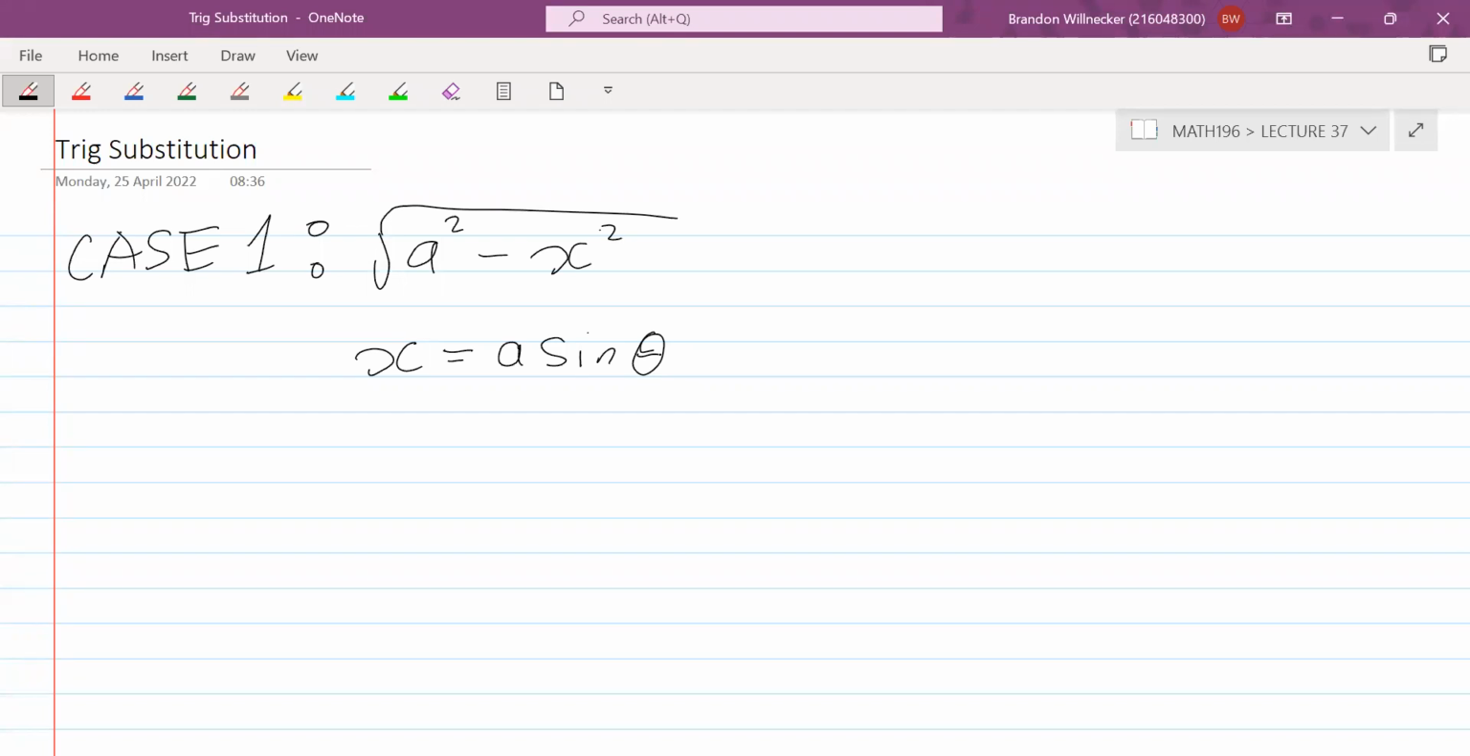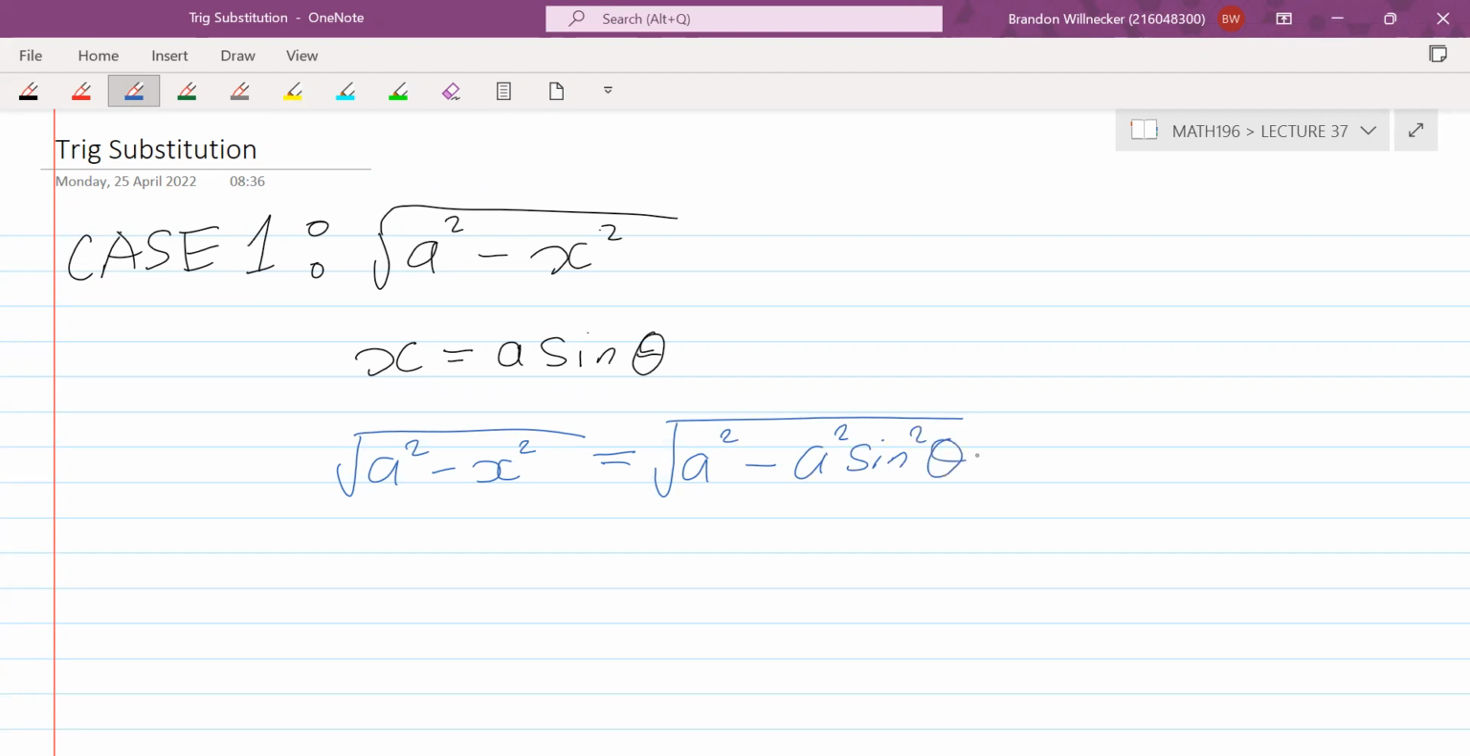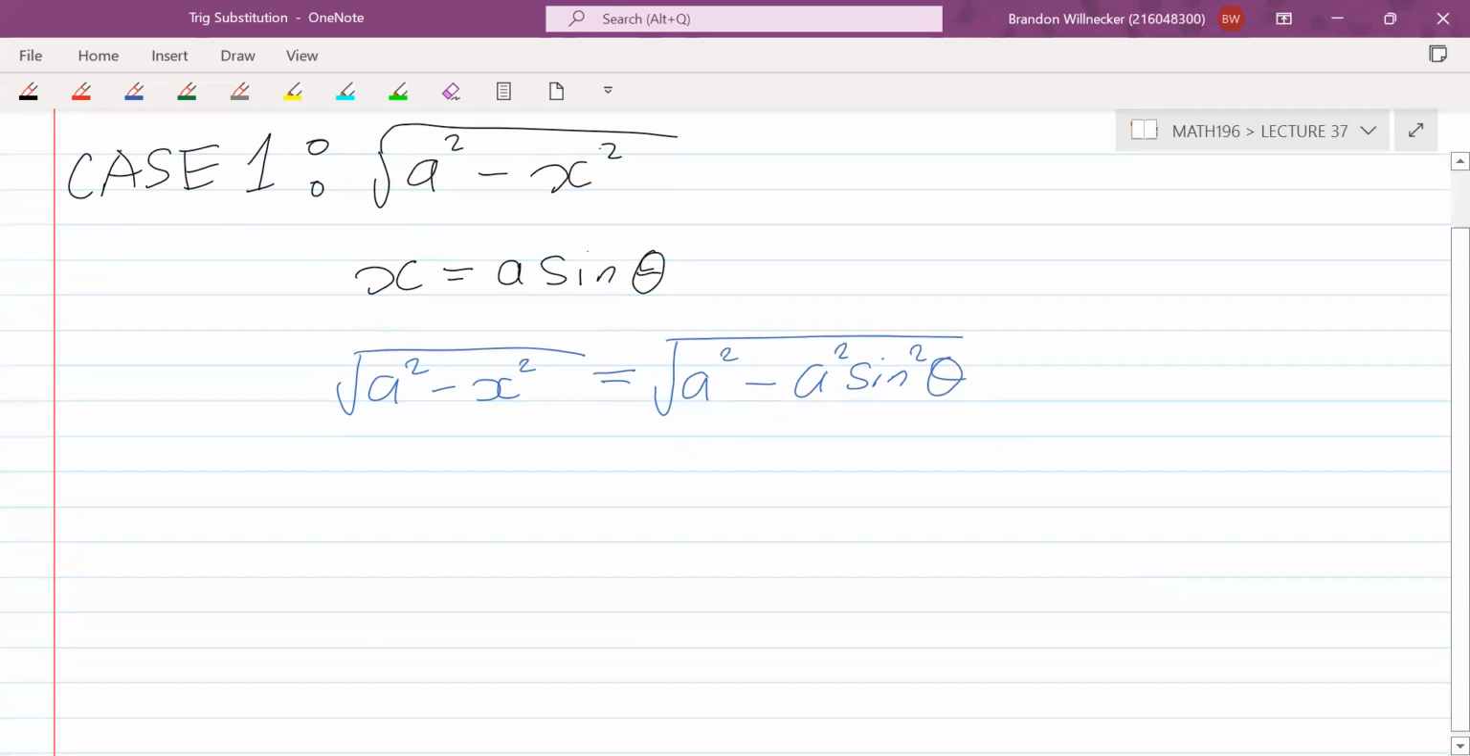Now, why do we do that? Let x be a sine theta. Well, consider the root that we have there. We have the square root of a squared minus x squared. That's pretty complicated, but what happens if we make the substitution now? It's going to be the square root of a squared minus a squared sine squared theta. I've just substituted x there.